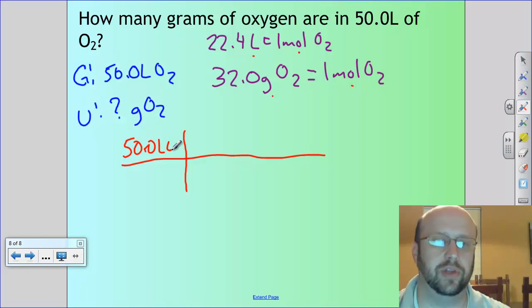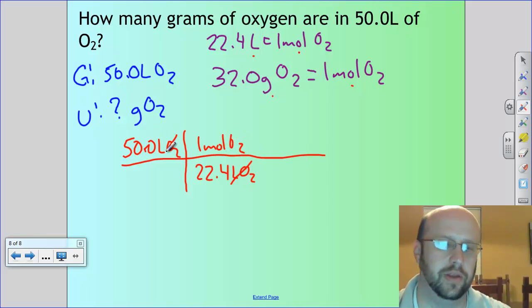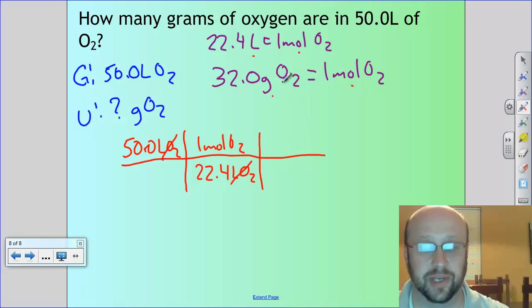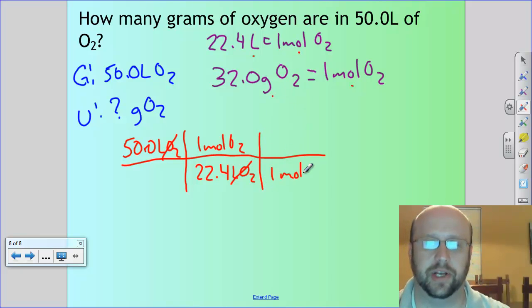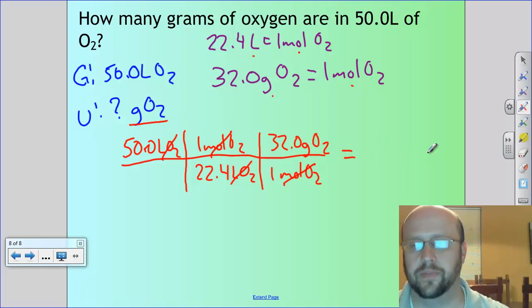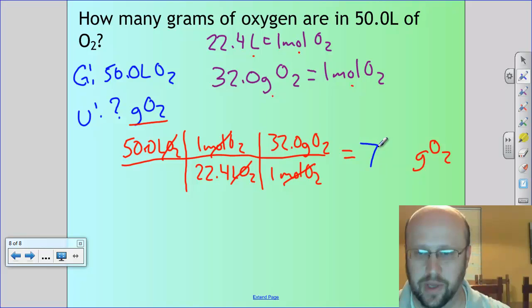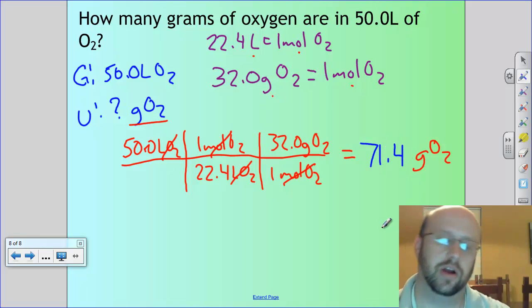So 50.0 liters of O2. I'm going to get rid of liters first, so I'm going to put 22.4 liters down here. Again, I'm going to keep labeling everything, because since we've done stoichiometry, we know that it's important to not only put units, but to put what chemical it is, because that can change, and it will in a couple of days for some of us. And then we put the molar mass over here. Why did I do that? Because I'm getting rid of moles, because I want grams. So grams of O2 is what my answer is going to be in, and we punch it into our calculator, and we get 71.4 grams of O2.